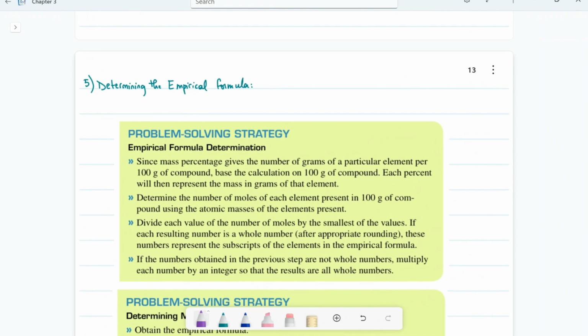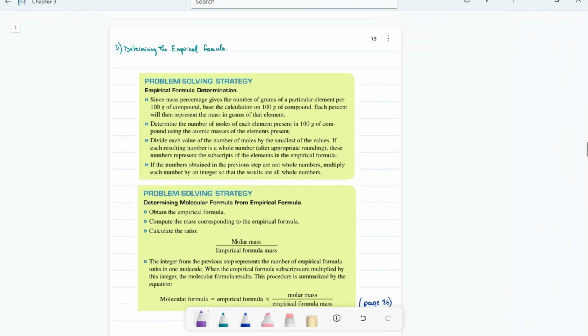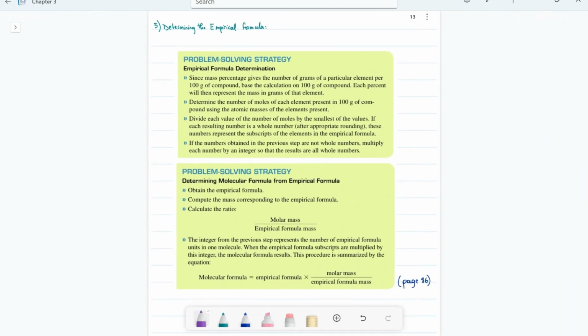Now let us look at what an empirical formula and molecular formula is. So there is the following strategy, which is given in the book on page 86. Feel free to pause the video and look at it slowly, but for now I will proceed to explain all of these steps using an example.